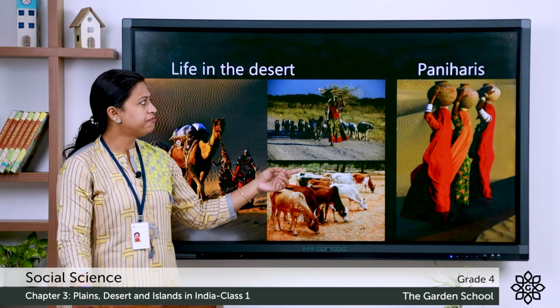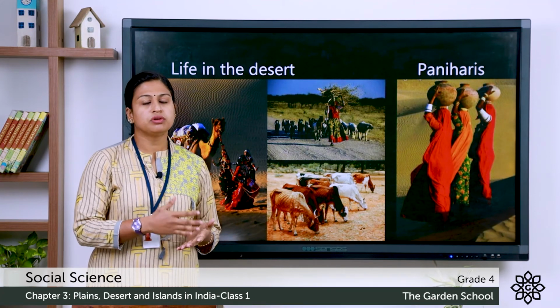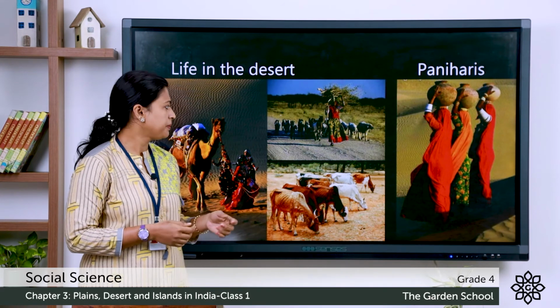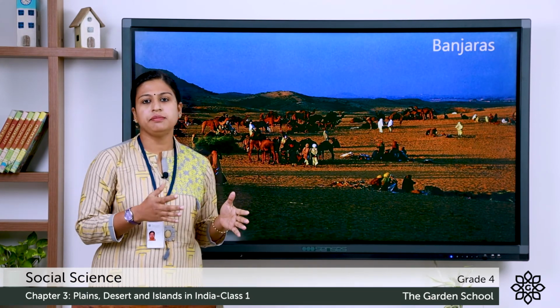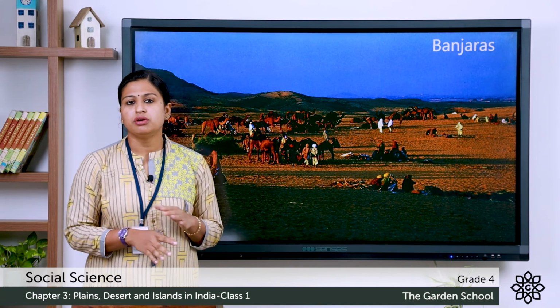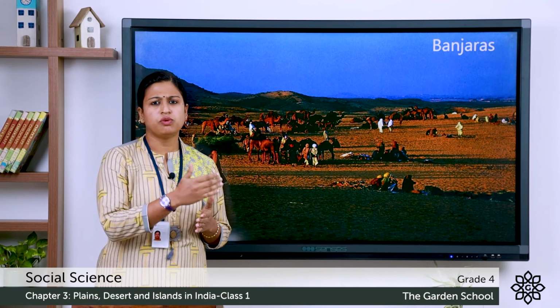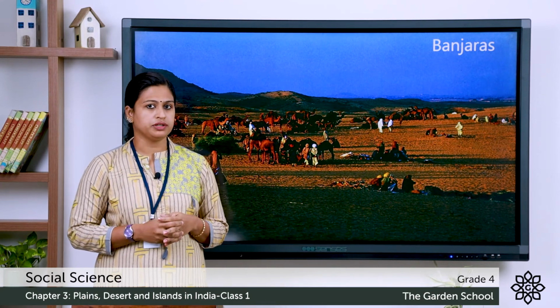This is a picture of Paniharis. These are the women of desert who go long distance to carry water. Now, let us discuss about the Banjaras. These are the people living in the desert who do not have any permanent house. They wander from one place to another in search of food and water.